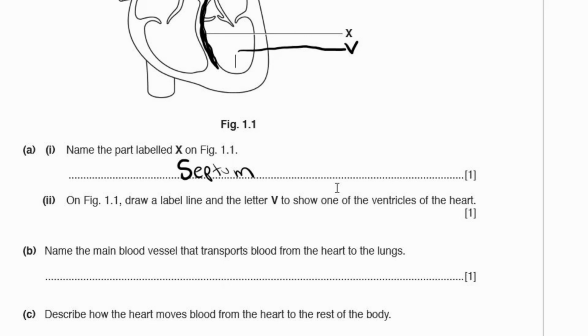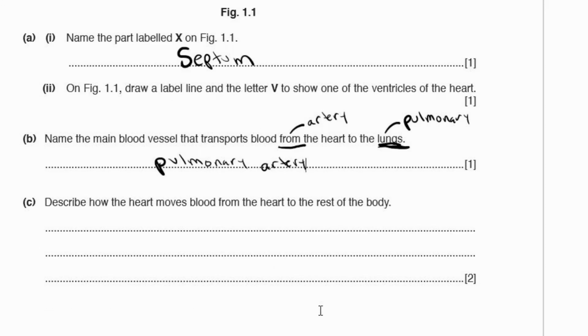B, name the main blood vessel that transports blood from the heart to the lungs. Okay, one of the key words here is from. Okay, from means artery. From the heart means artery. Okay, to the lungs, that means pulmonary. So the main blood vessel is called the pulmonary artery.